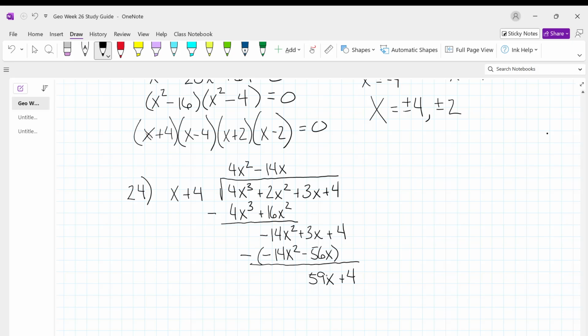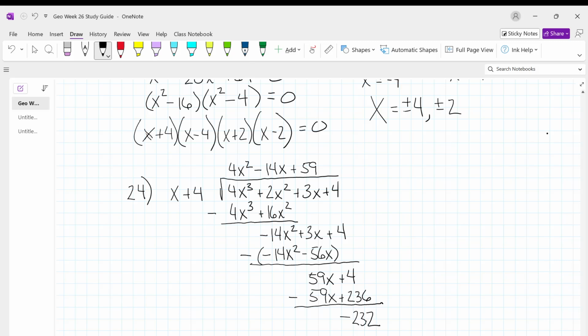Then divide x into 59x, and it goes positive 59 times. Now we multiply. 59 times x is 59x. And 59 times 4 is 236. Now we're going to subtract. So 59x minus 59x is 0. 4 minus 236 is equal to negative 232.